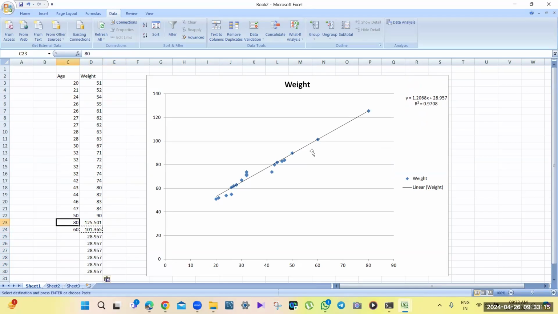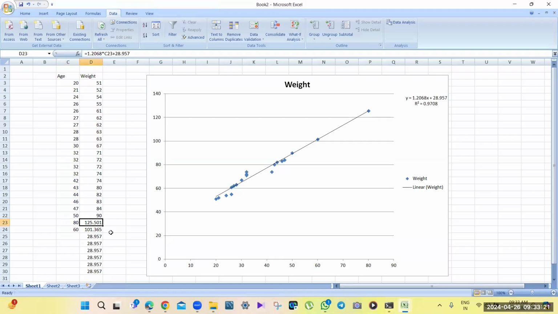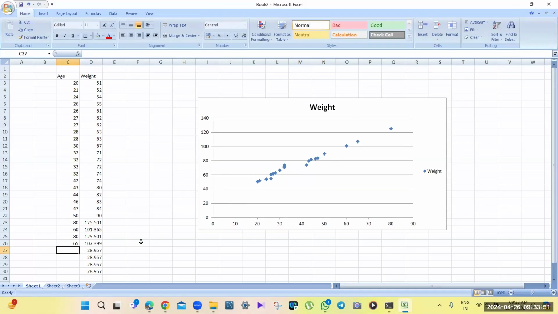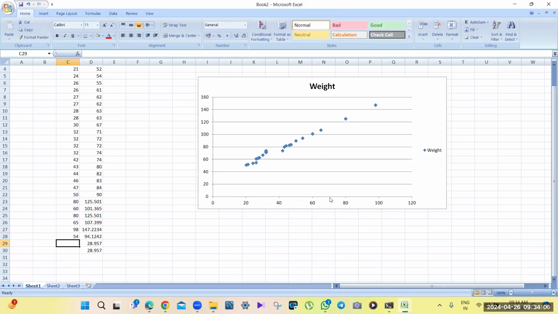Yeah. So whenever I'm pressing 80, what I'm seeing is I'm getting weight as 125. So see, the good thing is these all points are falling in a line. The imaginary line that we had created earlier, they are going in a good direction. They all are falling in that particular zone.